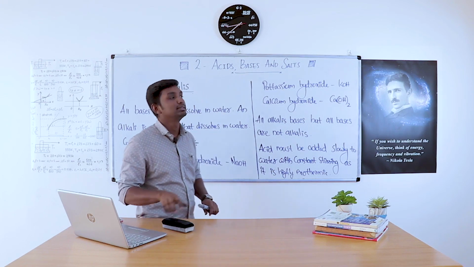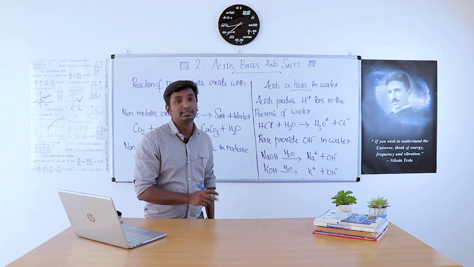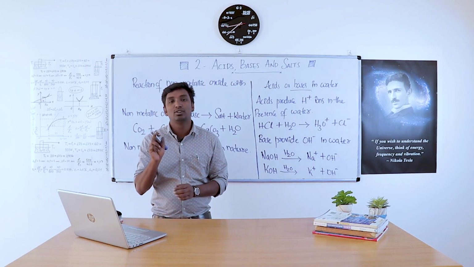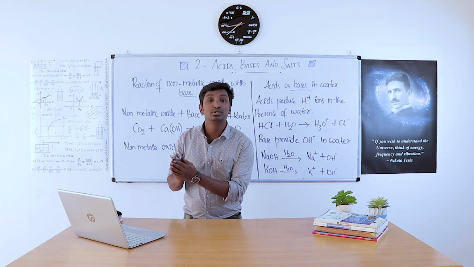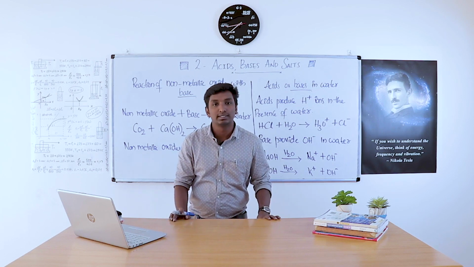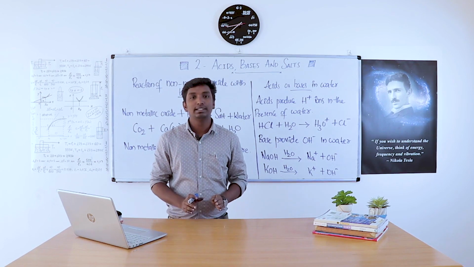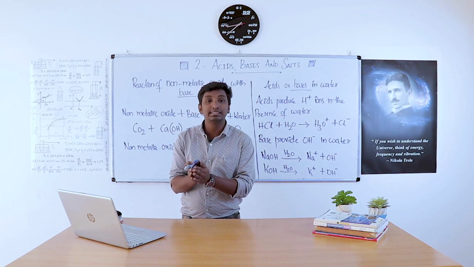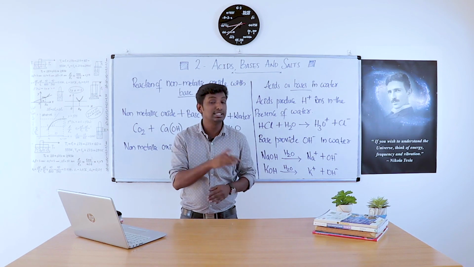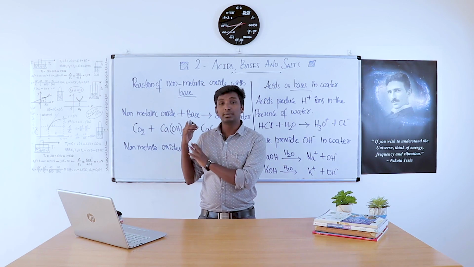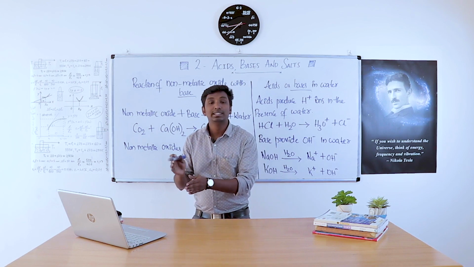Okay, that's it. What happens when a non-metallic oxide reacts with a base? When a non-metallic oxide reacts with a base, then they react together to give salt and water. So we know that when an acid and a base react together, we get salt and water, and the reaction is known as neutralization reaction. Here the same case happens when a non-metallic oxide reacts with a base, gives salt and water.